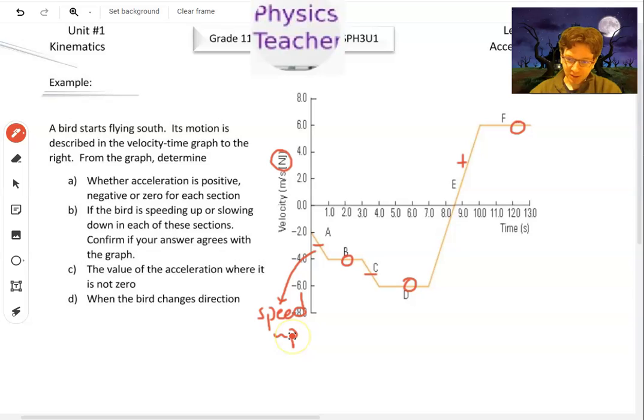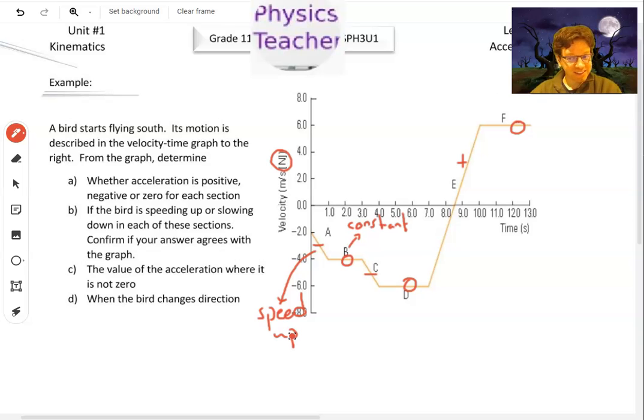And you can see how it goes. Initially we have -2 meters per second and then -4 meters per second. So the magnitude of that became greater. Over here where there's 0 acceleration, well, nothing's going to happen. It's constant. So we're not going to speed up or slow down.